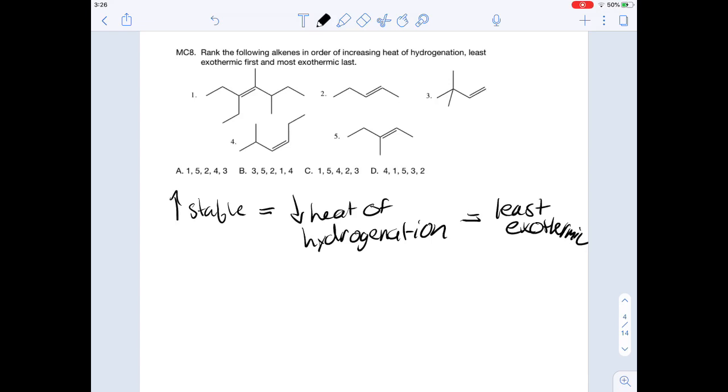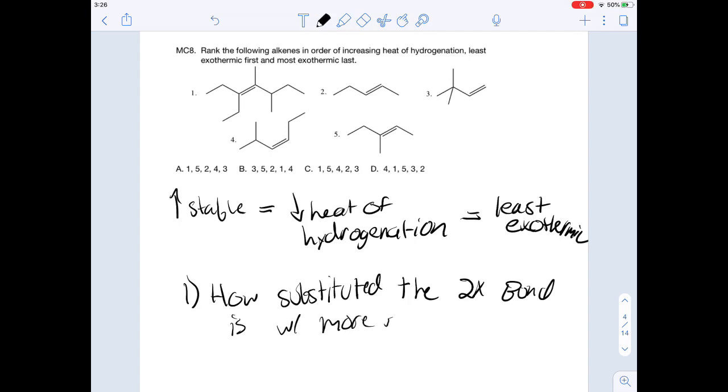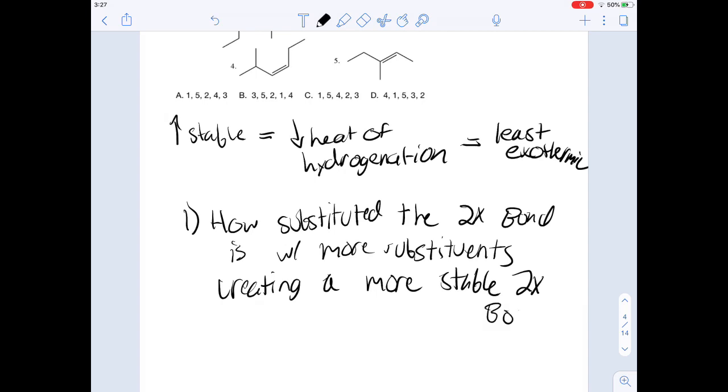So, let's first look for the most stable one. When you're looking at comparing different types of double bonds, you want to look at first how highly substituted it is. So number 1, how substituted the double bond is, with more substituents creating a more stable double bond.